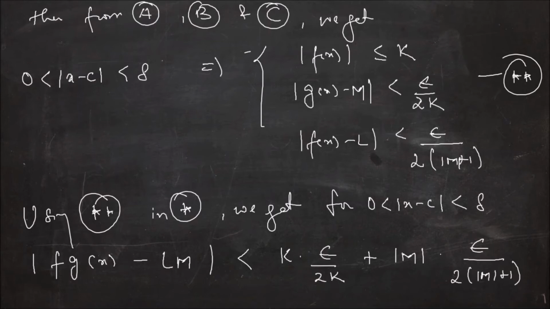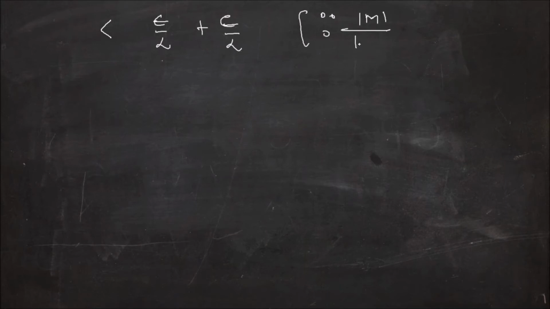So here k gets cancelled out. I get epsilon by 2. Now |m| upon |m| plus 1 is less than epsilon 1, is less than 1. So what I will do? I will replace |m| upon |m| plus 1 by 1. So I will get, this is less than epsilon by 2 plus epsilon by 2, since |m| upon 1 plus |m| is less than 1.